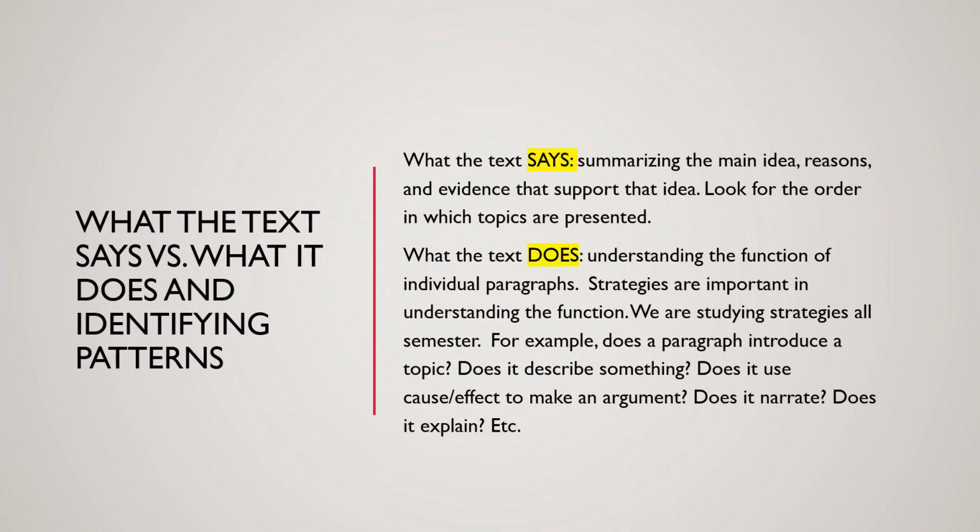Does it perhaps provide definitions? Does it have a narrative? Does it explain? All of those are strategies. Think about the actual strategies that the author uses, and that is what the text does. What it says is the ideas themselves, just a summary of the ideas. What it does is how the author creates and constructs those ideas through words, through vocabulary, through language.